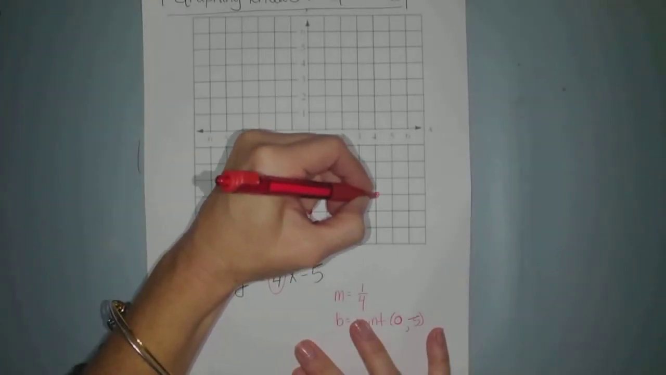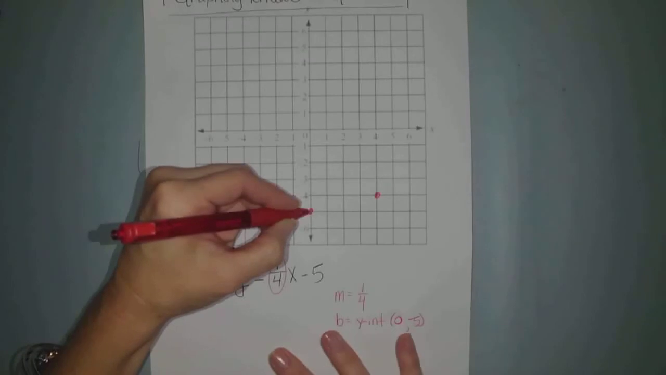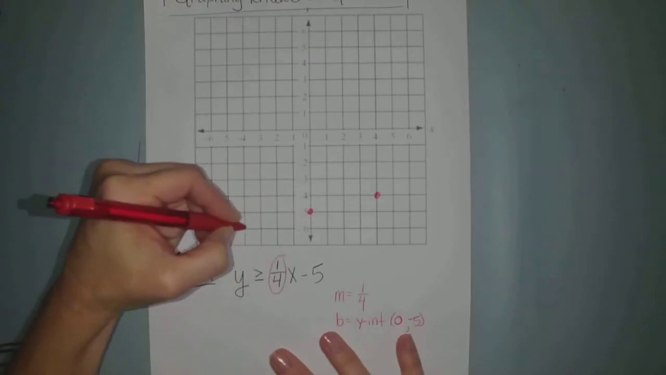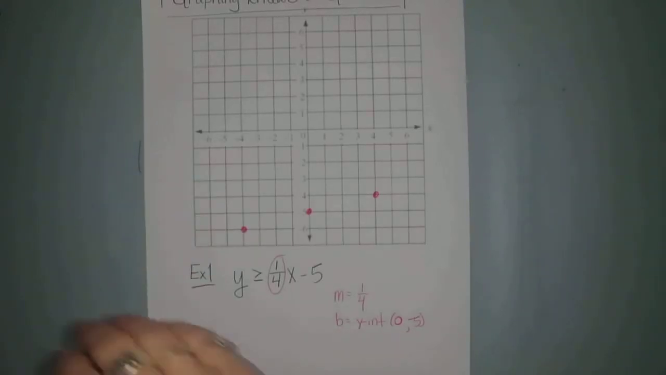And I don't have enough room to go again, but I could go the opposite direction, down 1 and left 4. Okay, now I will draw my line.